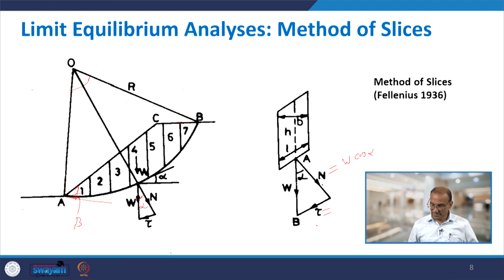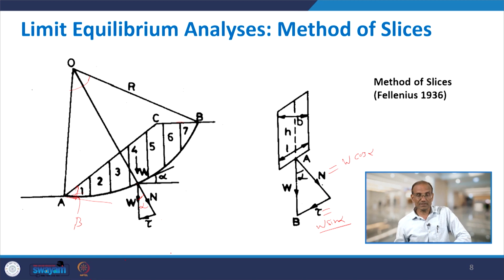Tau in this case will be W sin alpha. So, two components of W and alpha. These components we do slice-wise, and you need to remember that alpha will be varying for each slice. Alpha is not constant; it will be different for different slices. Another point: W is the weight of the slice only, so W will also be varying.